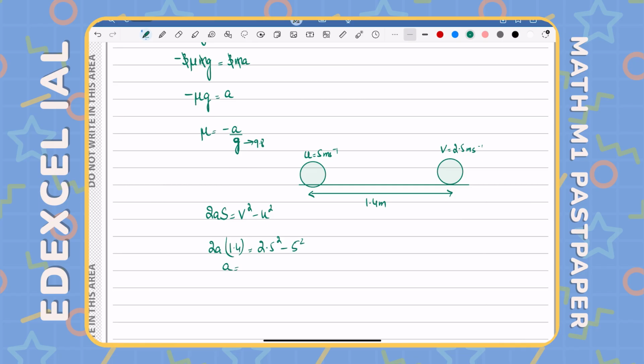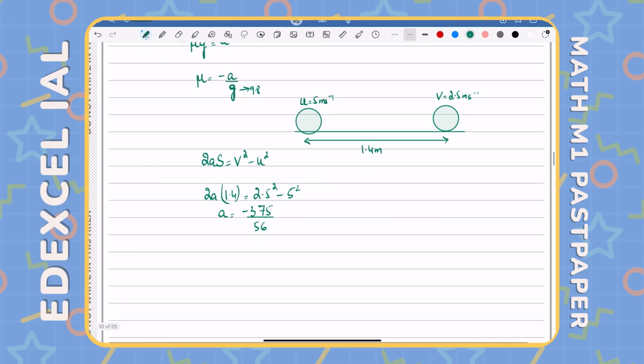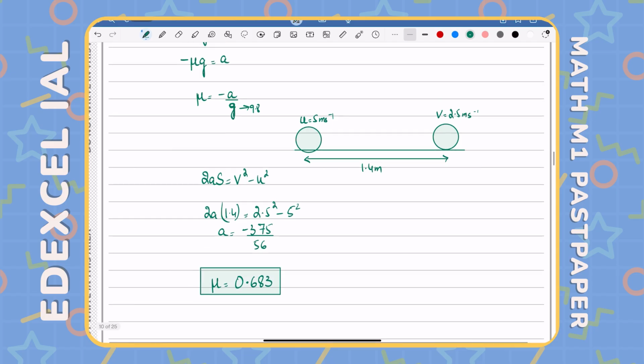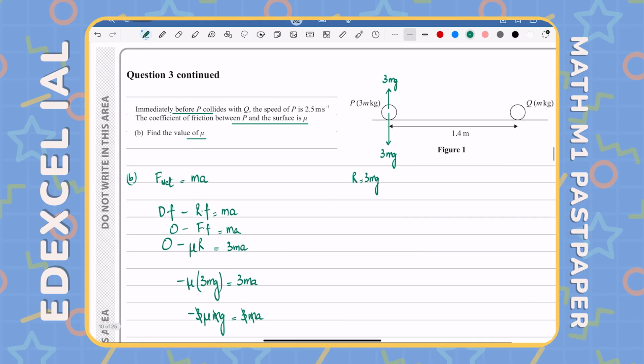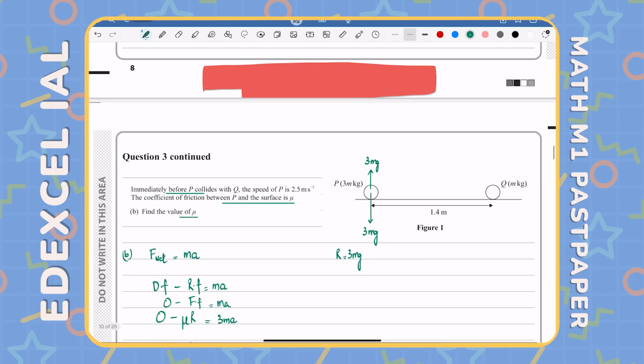So let's work out a. This would be equal to minus 375 upon 56. Just use your calculator. Minus 375 upon 56 is the value of a. Now once you have the value of a, you can find out the value of mu. All you got to do is simply multiply this by minus and then divide by 9.8, and you will have the value of mu, which correct to 3 decimal places is equal to 0.683, and there you go. That's the answer to part B. I hope it's clear. It was lengthy, but I don't think it was a difficult one. But it's not the end of the question, definitely.